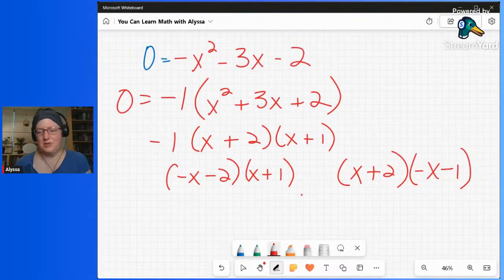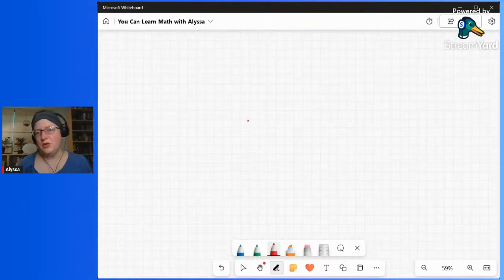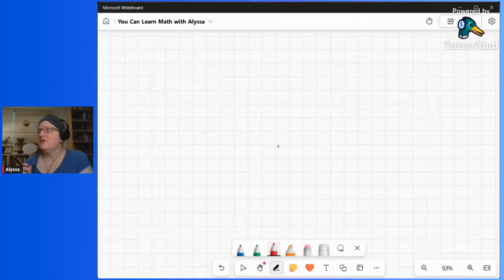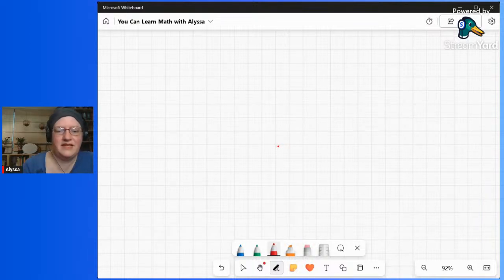Okay, next level up of factoring. So we covered the basic one, the introductory one, the -1 in front. The next one is when we have a coefficient in front of the x.